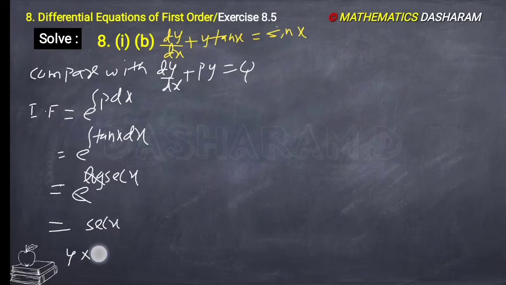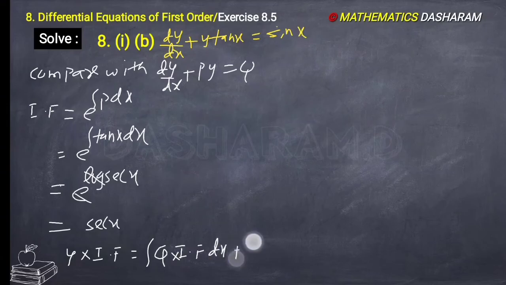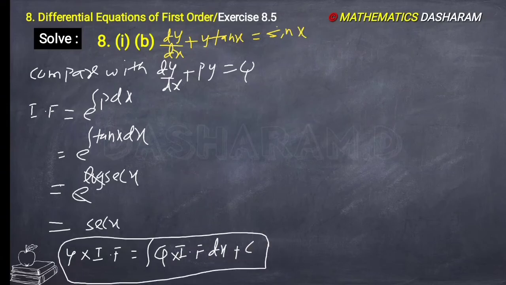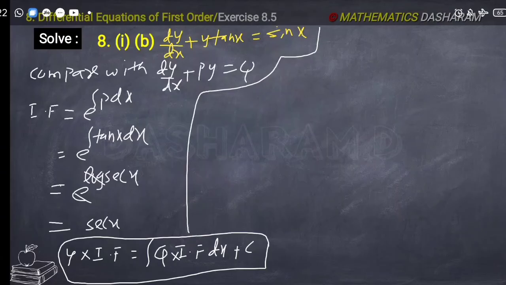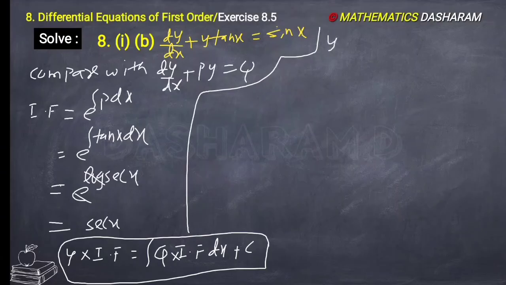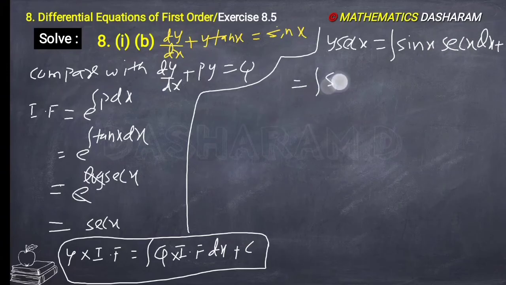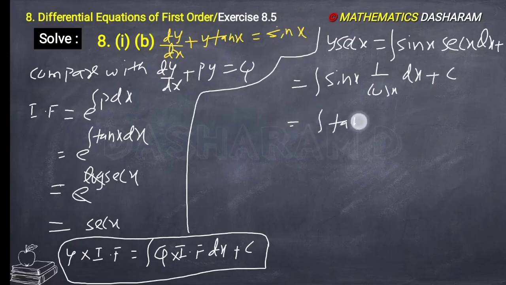Now formula to find out the solution, so q into integrating factor dx plus c. So then y into integrating factor sec x equals to integration, the q value is sin x, into sec x dx plus c. So it is equals to integration sin x, sec x means 1 by cos x dx plus c. So it is equals to tan x.